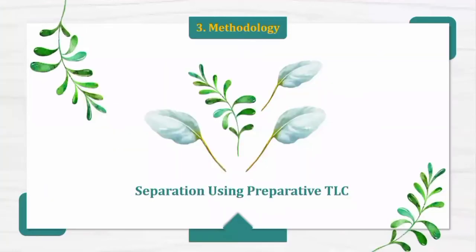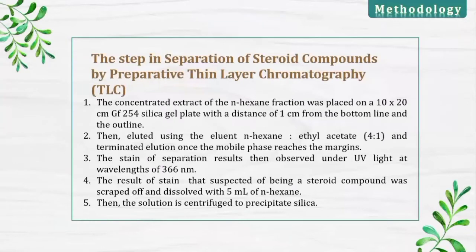The next method is separation using preparative TLC, or thin layer chromatography. The steps in separation of steroid compounds by preparative thin layer chromatography: first, the concentrated extract of the n-hexane fraction was placed on a 10 by 20 cm GF 254 silica gel plate with a distance of 1 cm from the bottom line, and then eluted using n-hexane divided by ethyl acetate at a ratio of 1 to 1, and terminate elution once the mobile phase reaches the margin.